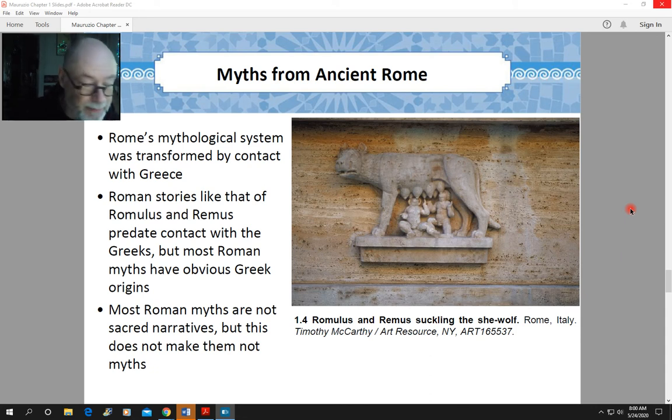Again, what I mentioned before, keep that in mind. Most Roman myths are not sacred narratives, but this does not make them not myths. Again, they're legends. They're tied to the fact that Rome is a historical entity, and more than anything else, Romans loved Rome. I mean, for the Romans, Rome was the presence of God on earth. So when you've got that fixation, legends may have a mythic quality, but they're still going to be legends more than myths.